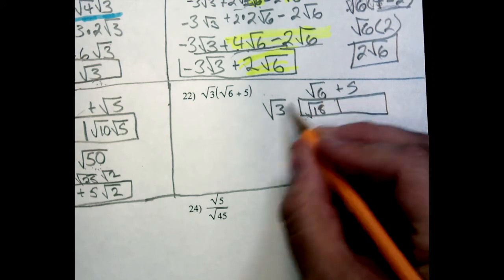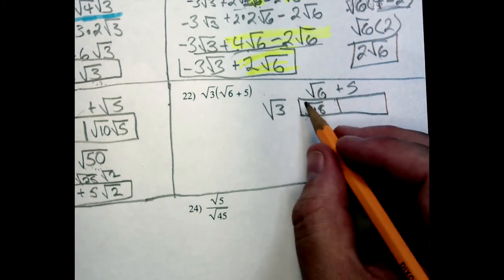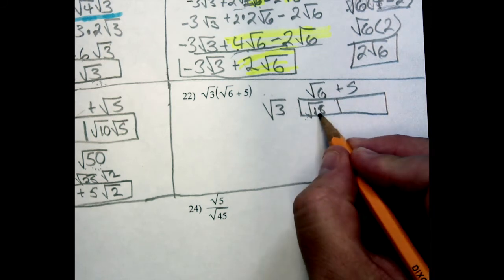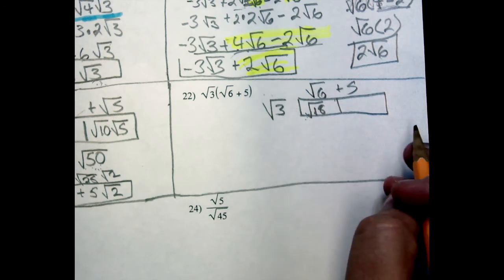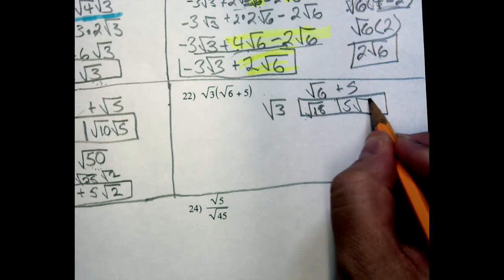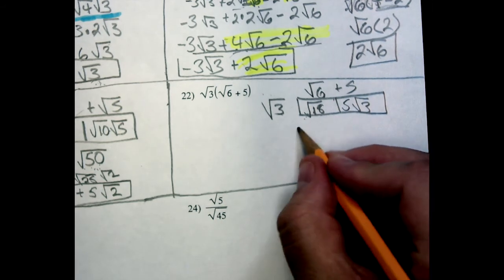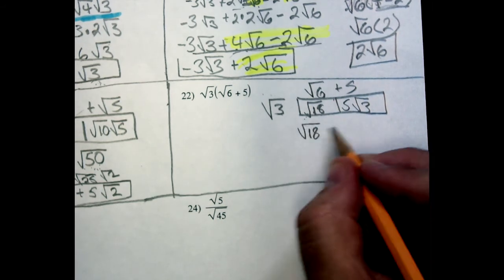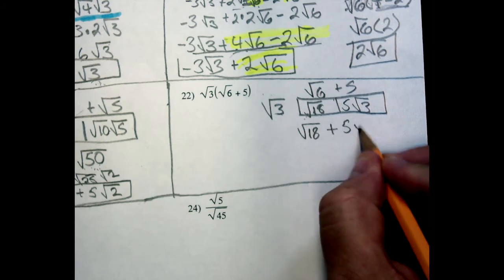Because 6 times 3 is 18. So I could just put 6 times 3 under the radical. Now this one is just going to be 5 times the square root of 3. So my answer then is the square root of 18 plus 5 times the square root of 3.